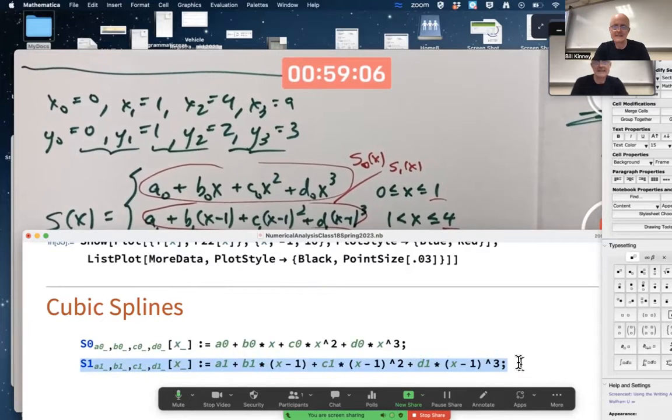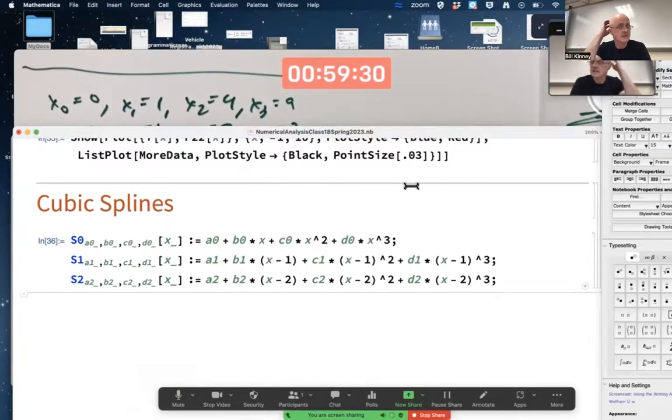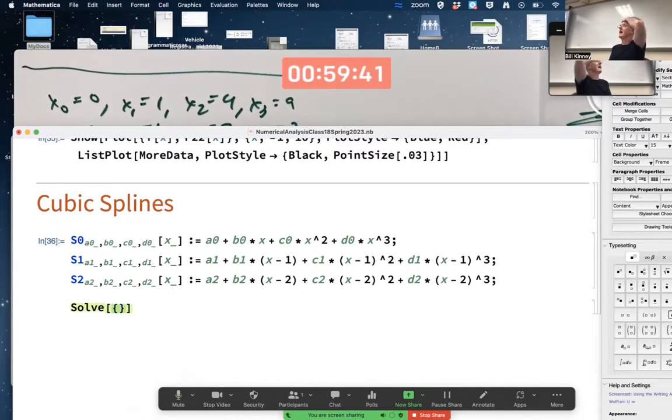One more, copy and paste this. Change the ones to twos. All the ones get changed to twos, including inside the parentheses here. Enter all that. Fun, fun, fun. Okay, so Mathematica will solve a list of 12 linear equations in 12 unknowns for these 12 unknowns.